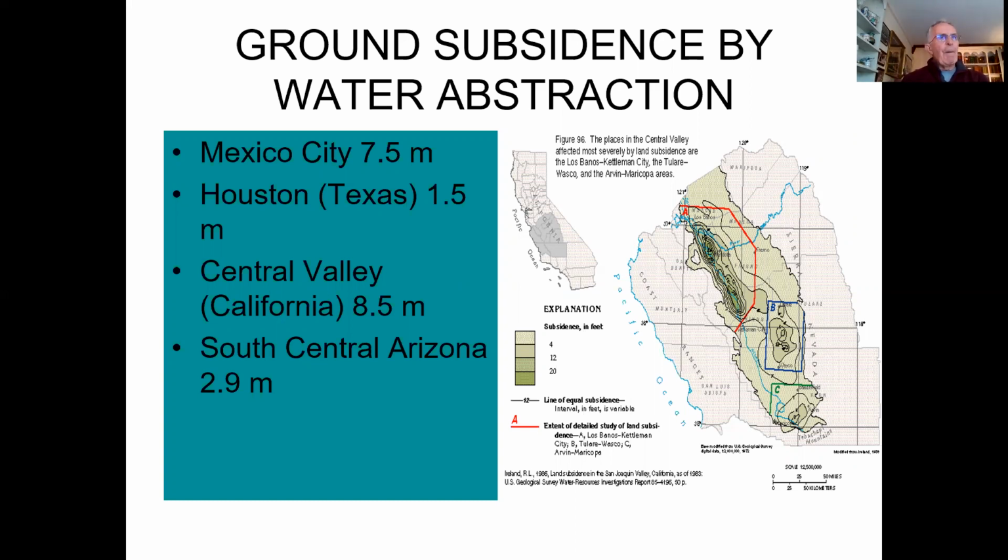Mexico City, 7.5 meters. That's the height of an ordinary house. Central Valley, California, 8.5 meters.